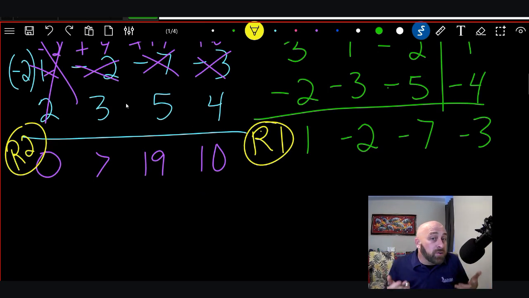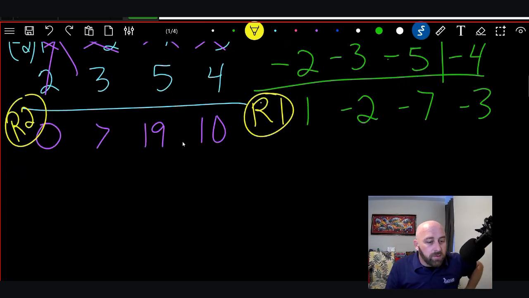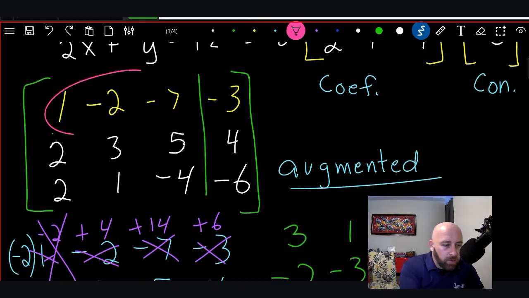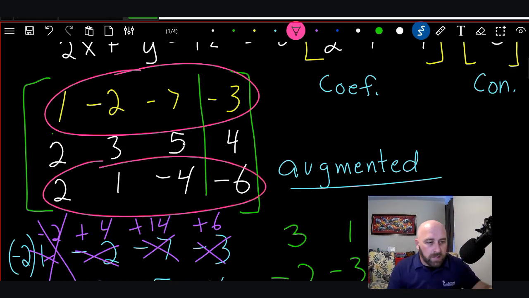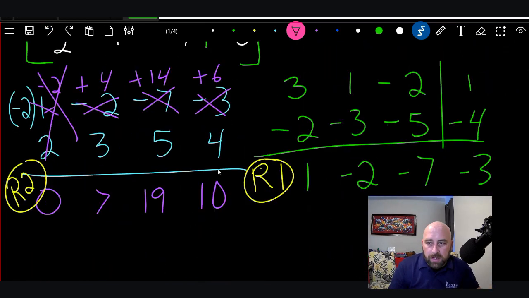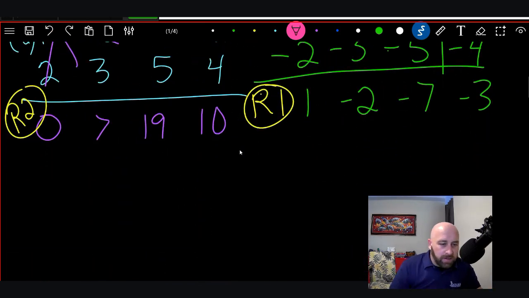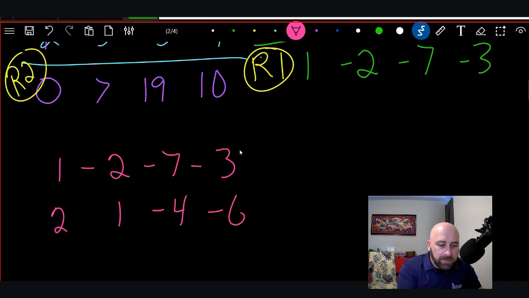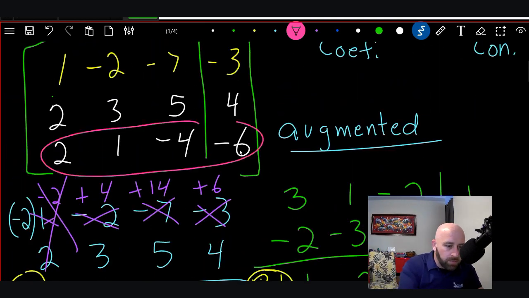So now we need a new row 3. How are we going to get the new row 3? Well, the way that we get the new row 3 is the same way. We're going to take row number 1 and row number 3, and we're going to cancel those. So we have, and you can kind of watch in the book as it's doing it, I'll just do it down here to give more space. We have our row 1, which is 1, negative 2, negative 7, negative 3, and our row number 3, which was 2, 1, negative 4, negative 6. Okay, that's this row 3 right here.